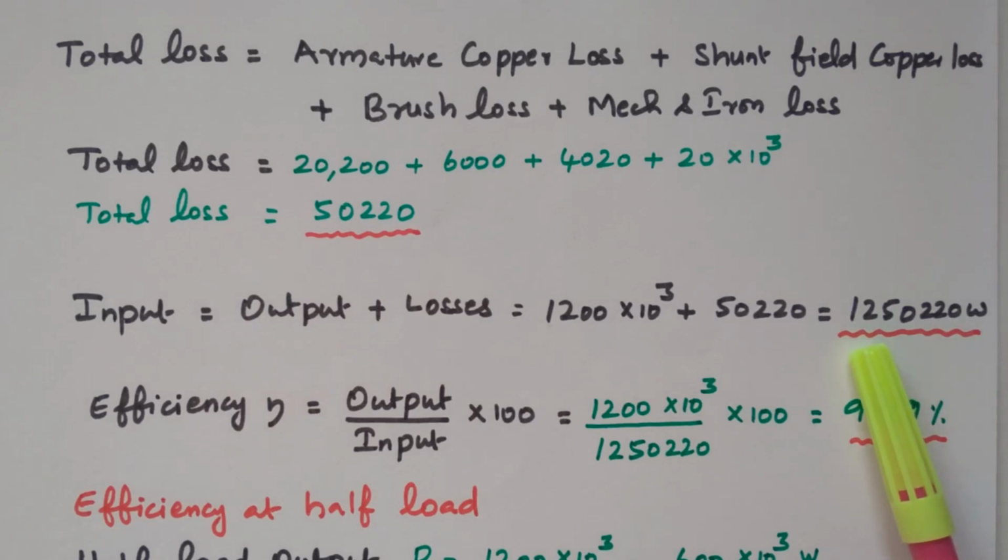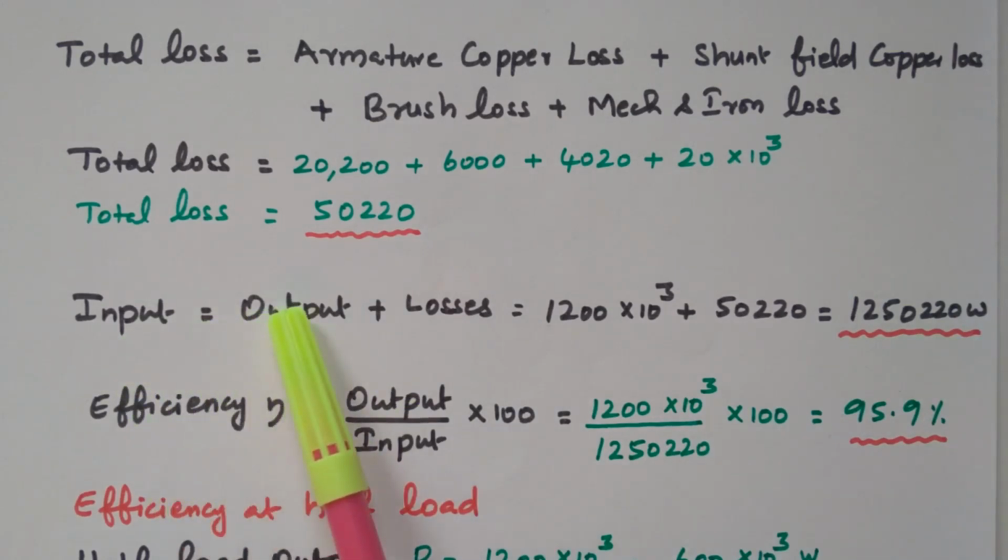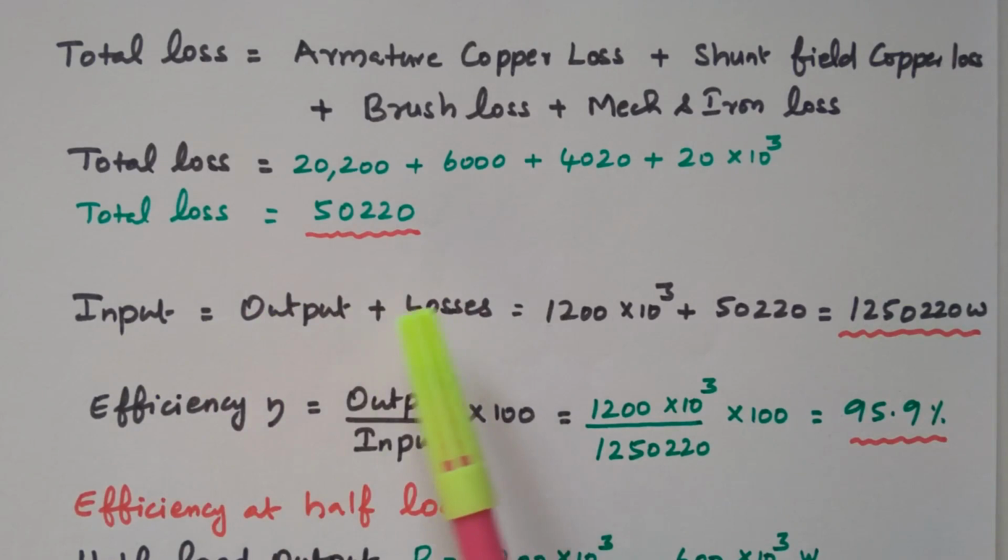Right. So this is 12 lakhs 50,220 watts. When the input is given, it is converted into output and some losses will be there. So by adding output and losses, we are able to find the input.